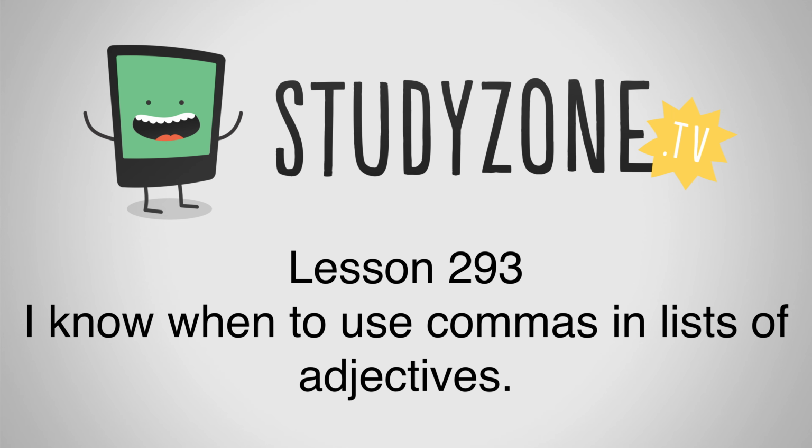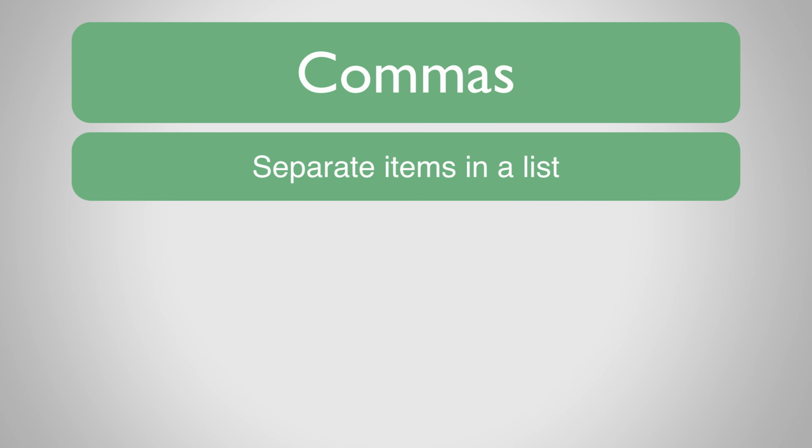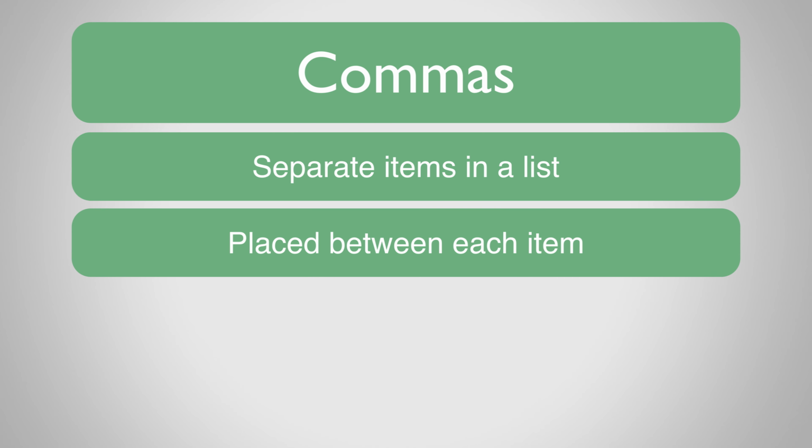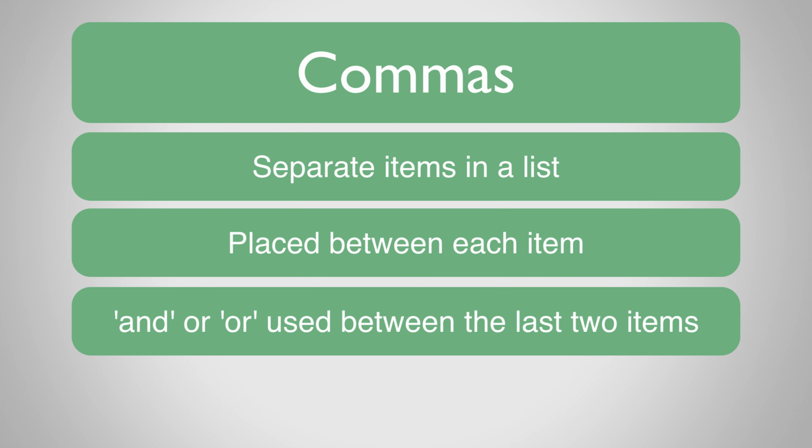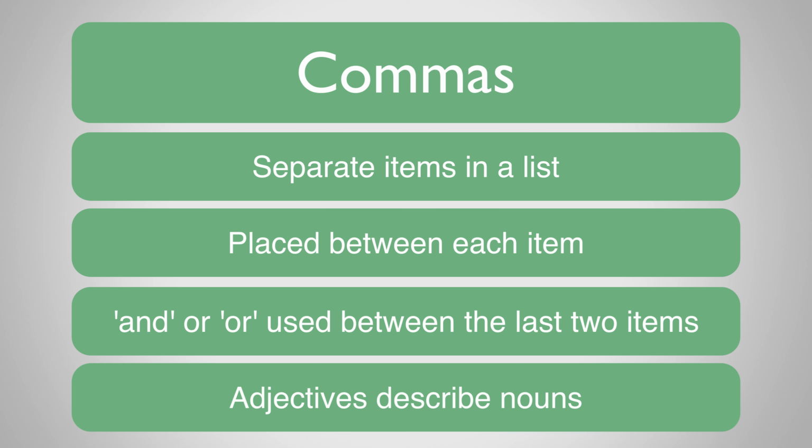We already know that commas are used to separate items in a list. They're placed between each item in the list apart from the last two, which may be linked with the conjunction "and" or "or." We also know that adjectives describe nouns. Let's now explore how to use commas in a list of adjectives, as sometimes they're used and sometimes they're not.